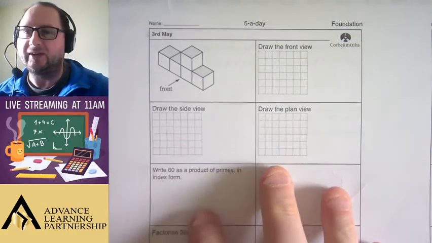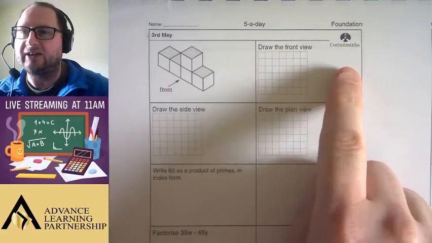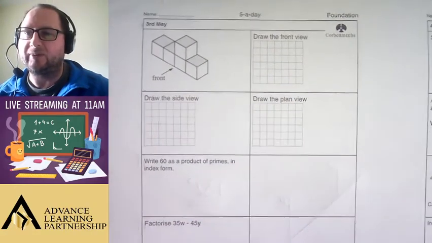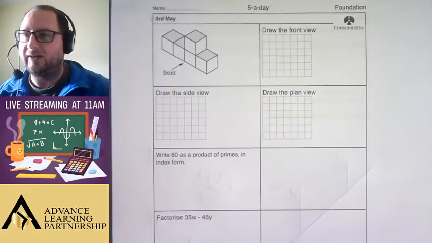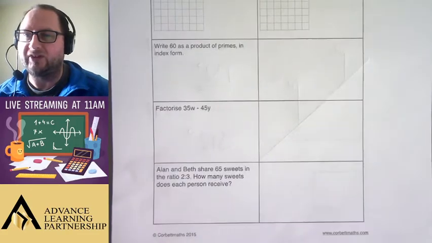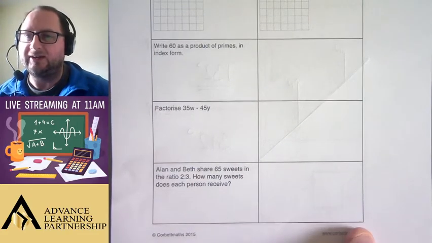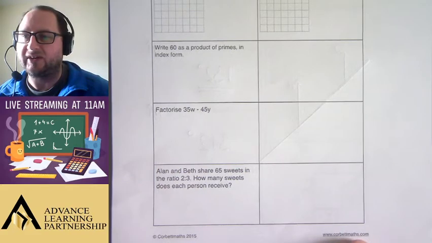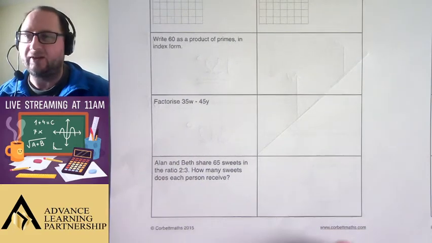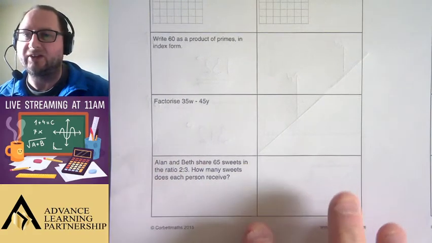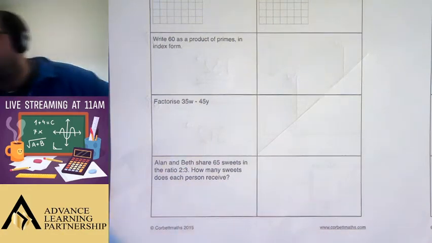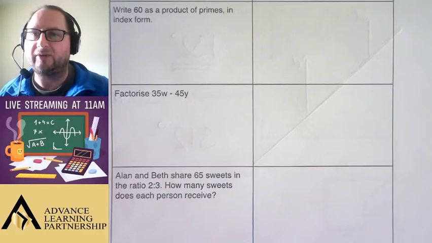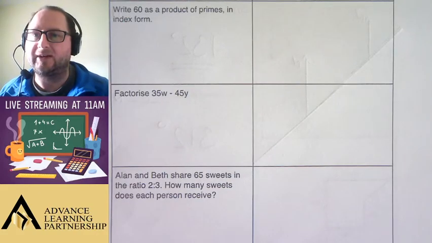So looking at the 3rd of May Foundation 5-day Corbett maths. Please get on the website. I'll try and put the link into the video as well, and we'll be going through those questions there. So if you haven't got access to the Corbett Maths website, it's very, very good. It's there. Obviously, if you're on YouTube, you should be able to get on the internet as well. But just so you can see the questions there, I'll zoom in a little bit so you can read the questions. So there's 3 questions there we'll be looking at: product of primes, factorizing, and a ratio question.